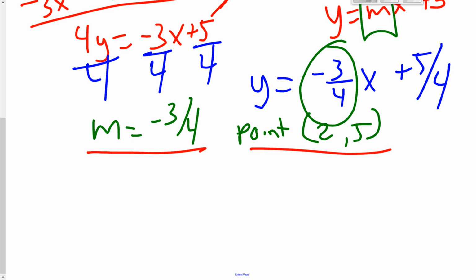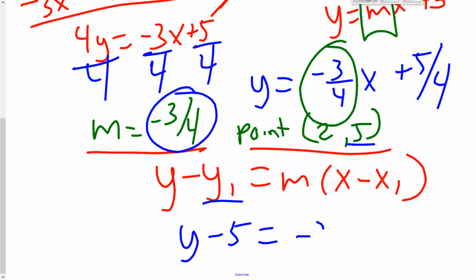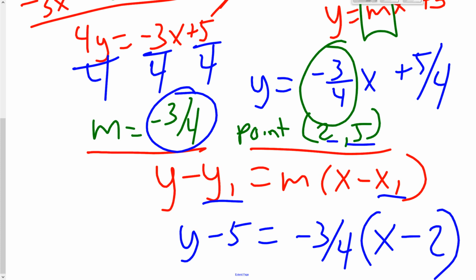Or point slope form: y minus y1 equals m times x minus x1. Okay, so I enter my point in. Here's my y1, 5. So y minus 5, my slope, which is negative 3/4, times the quantity x minus that x1, which is 2. So minus 2. Hey, look, I'm done. Stop right there. Don't go any farther. You don't need to.